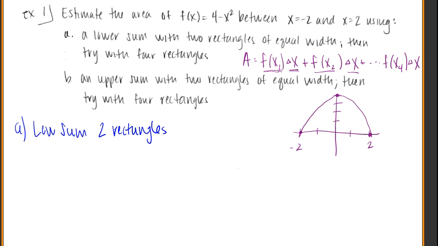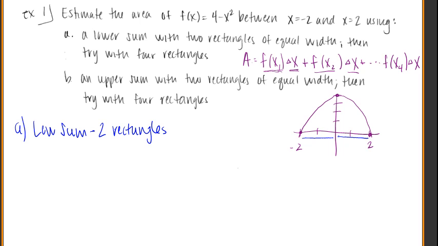Okay, well obviously, if I'm going to go from negative 2 to positive 2, and I want to divide it into 2 rectangles, then the base of one rectangle is going to go from 0 to 2. And the base of the other rectangle is going to go from negative 2 to 0. Okay? Now how do you do the lower sum?